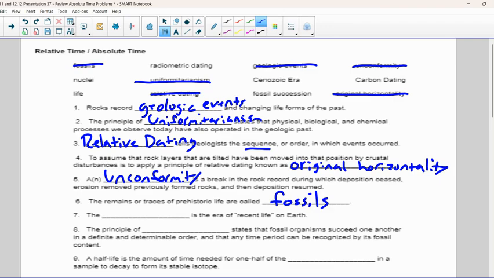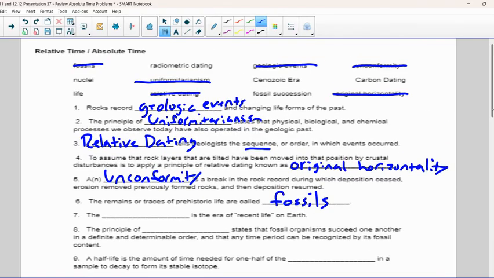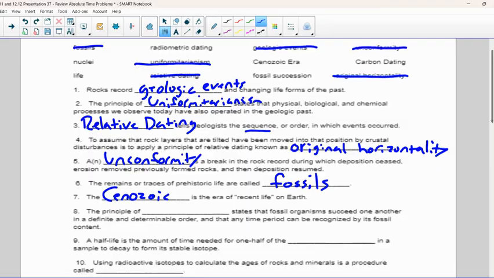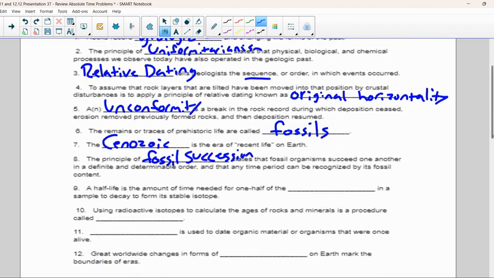Okay, scrolling down. The blank is recent life. That's the Cenozoic. So in my room, that's the yellow paper that you see towards the end. That's the most recent time. The principle of fossil succession states that fossil organisms succeed one another in a definite and determinable manner.